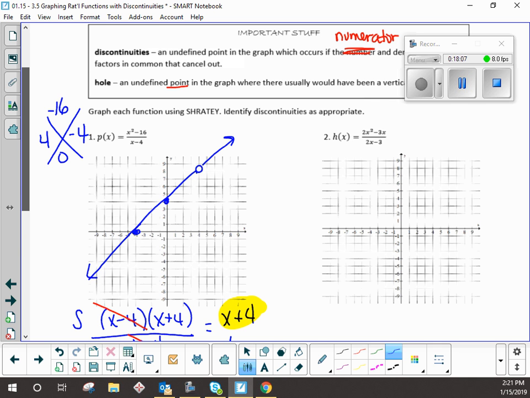And what we're going to do with the next example is I'm just going to sort of take you through each letter and give you some time to think it through, read your Shrady and do it. And then we'll talk about each letter after a few moments. So I want you to get started on the S step for number 2 by factoring the top and bottom where possible.